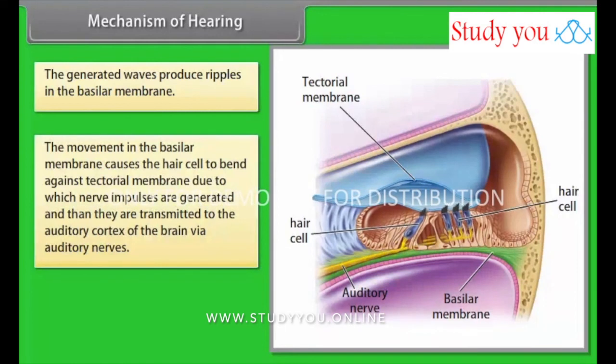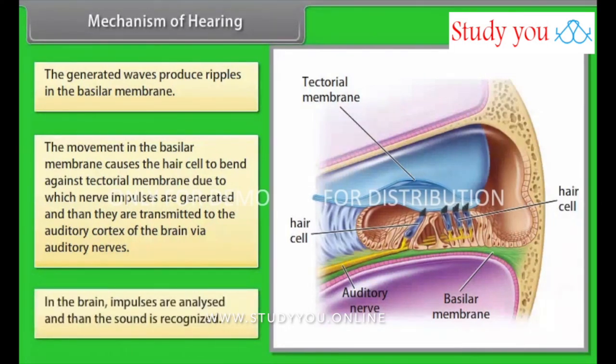The movement in the basilar membrane causes the hair cells to bend against the tectorial membrane, due to which nerve impulses are generated, and then they are transmitted to the auditory cortex of the brain via auditory nerves. In the brain, impulses are analyzed and then the sound is recognized.